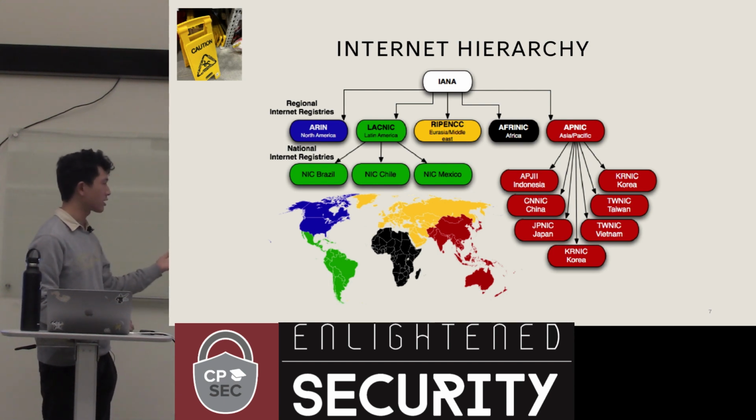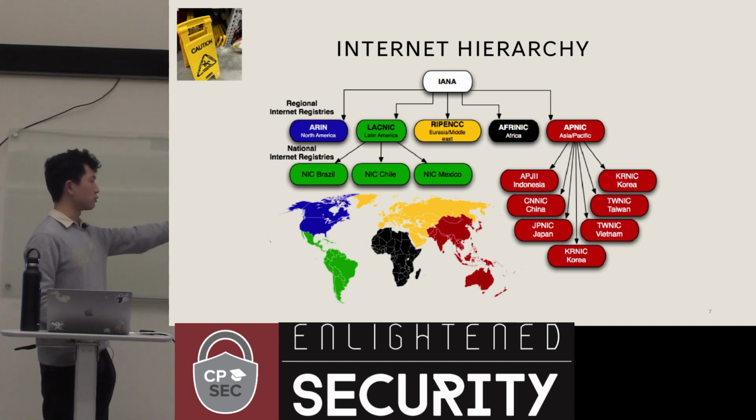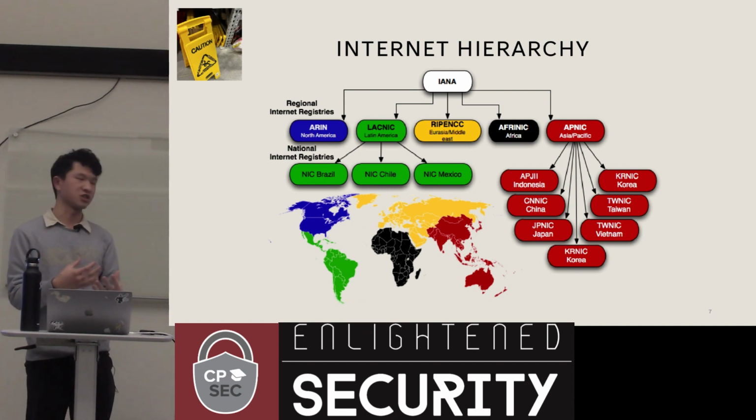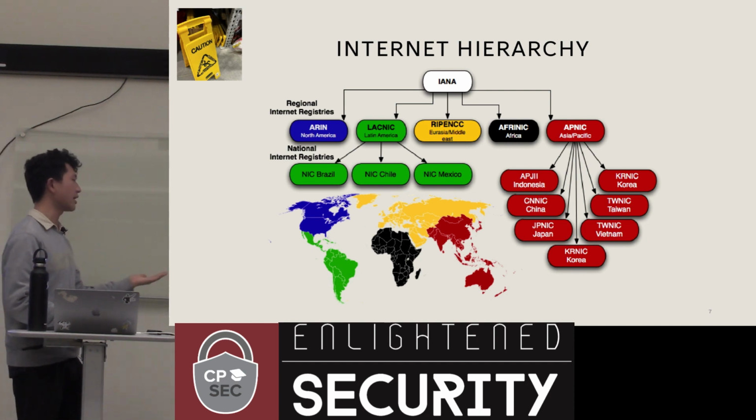So we have ARIN for North America, LACNIC for Latin America, RIPE NCC for Eurasia and the Middle East, AFRINIC, and APNIC. Underneath all of those in other regions, there's something called a National Internet Registry, or I don't know what they call them, National Internet something. Those sub-organizations play the same role as the regional internet registries, but just for a single nation state. So Mexico has their own one, Chile has their own one, et cetera. This is how the internet is structured.